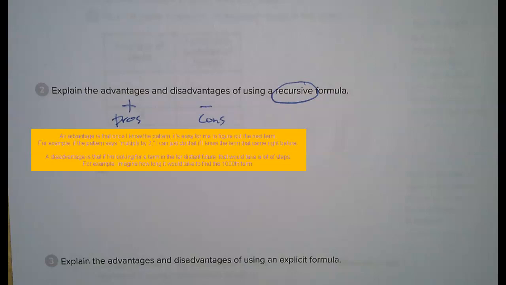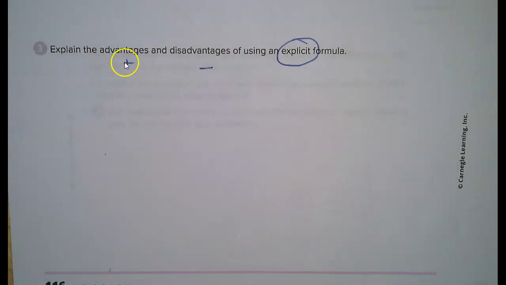But now let's look at the explicit formula and identify some pros and cons, some pluses and minuses, some advantages and disadvantages. So when I look at it from my perspective, if I am wanting to use an explicit formula, there are some pros and cons of doing that as well. So let's take a look at the pros and cons of using an explicit formula.